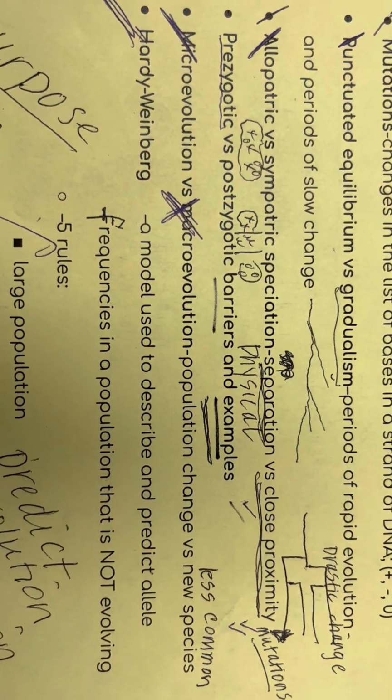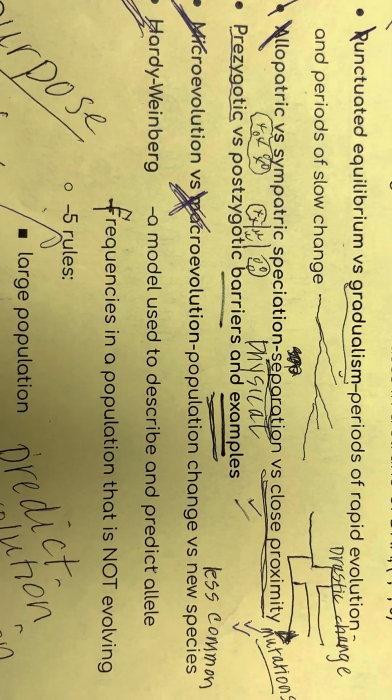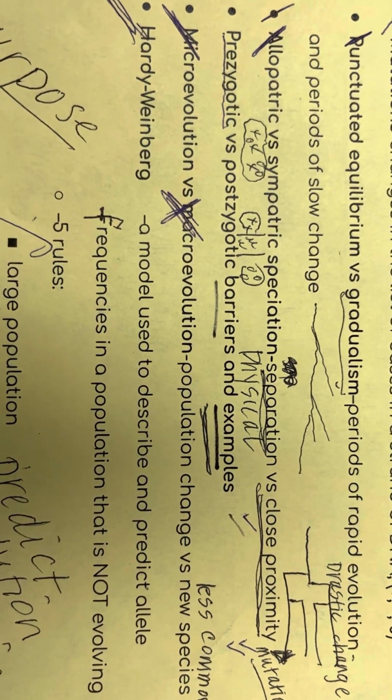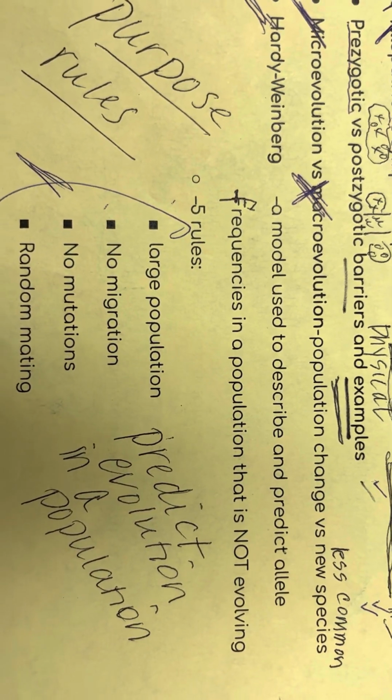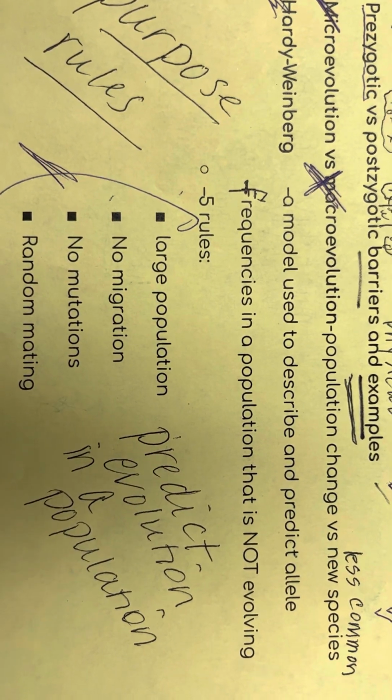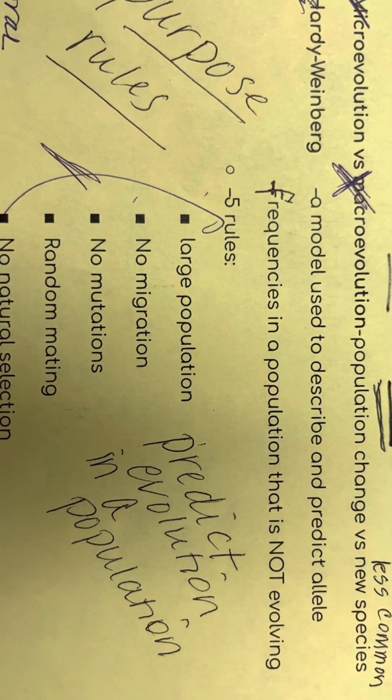Micro is on a very small scale. Macro is huge, where you'd go from one species to 2 separate species. Hardy-Weinberg, just know that's a model that we use to predict populations and the frequency of alleles.